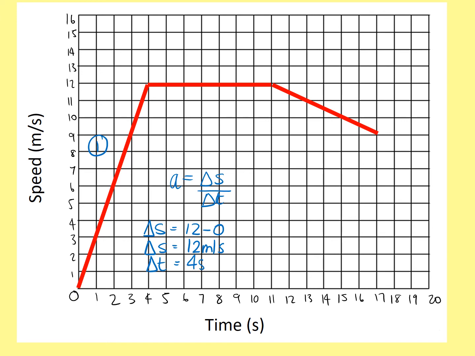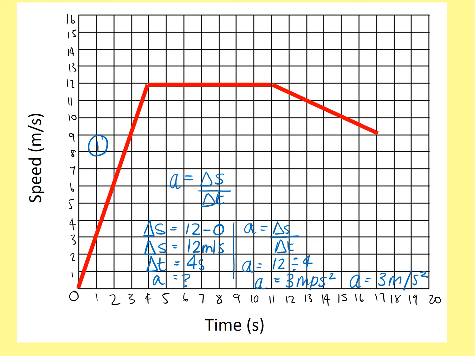And so we want to find the acceleration. Acceleration is the change in speed divided by the change in time. In this case, that's going to be 12 divided by 4. And so my acceleration is 3 meters per second squared. We can write that as 3 m/s squared.